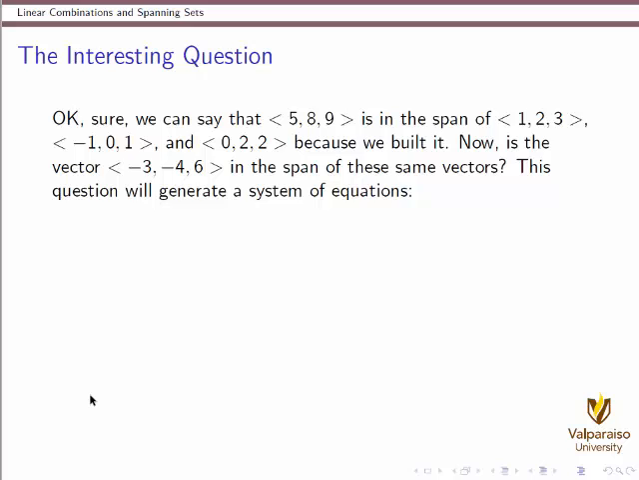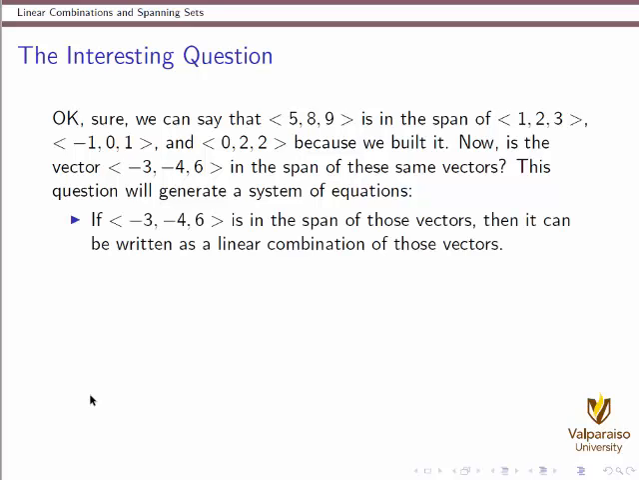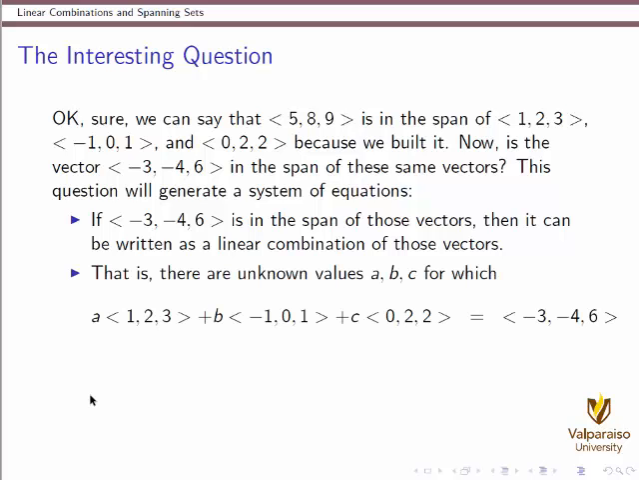And to investigate this, here we go. We're going to generate a system of linear equations. And here's how that works out. If this new vector negative 3, negative 4, 6 is in the span of the vectors in question, then it gets written as a linear combination, which means there are coefficients of each of those vectors that, when you put together the linear combination, gives you the vector negative 3, negative 4, 6 that we're looking for.